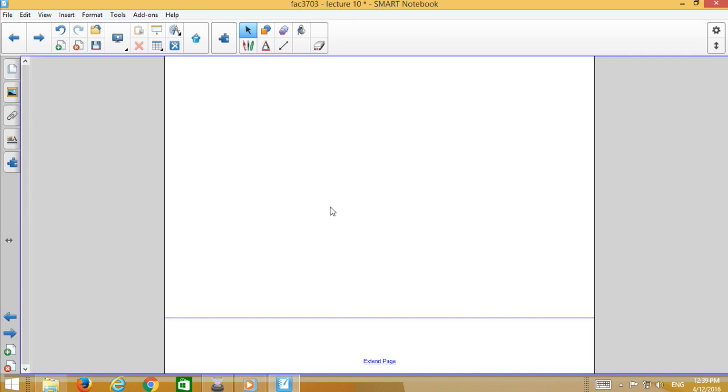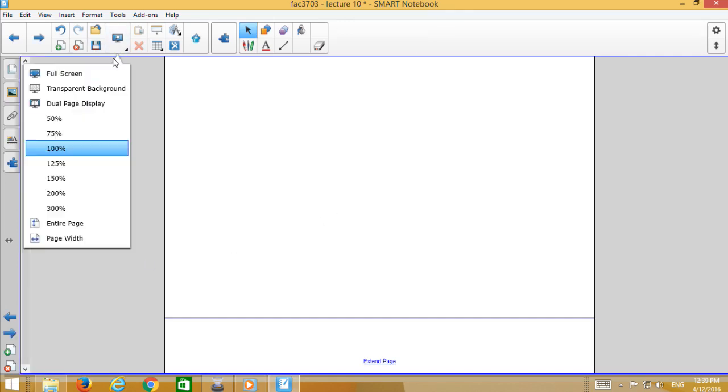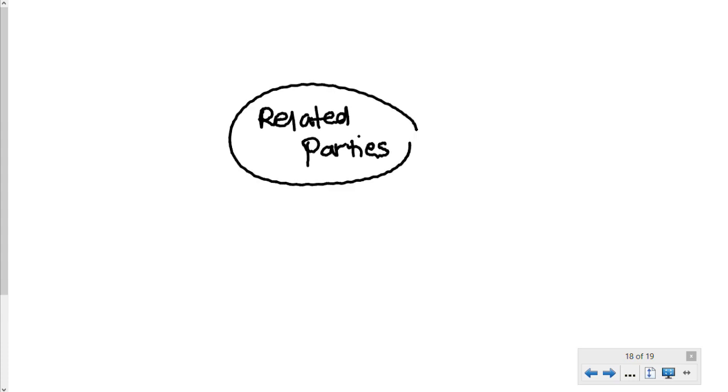Okay. I'm going to start with related parties, which is the section at the end of your study guide, the last section of work, only because it's really a very small section. Both the sections we're looking at today are disclosure only, you'll be happy to know. Disclosure, presentation and disclosure, but mostly disclosure. In fact, only disclosure.